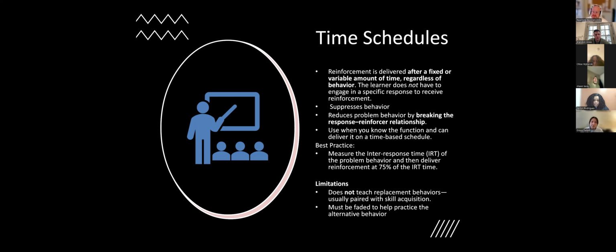If I showed you this time-based schedule on a graph, we would see that the rate of responding would be nothing. It would be a line going across the bottom of the graph. There would be no responding on these time-based schedules. Does anyone have any questions about time-based schedules? We also review these time schedules in our antecedent-based training as well, which we did last week.